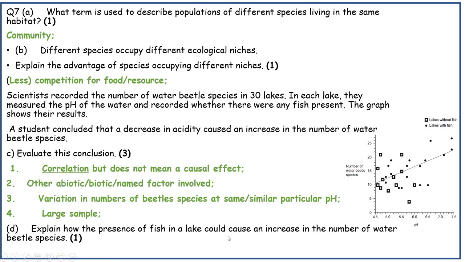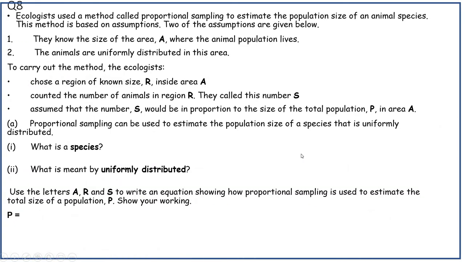Explain how the presence of fish in a lake could cause an increase in the number of water beetle species. Fish feed on predator or consumer of the water beetle. Question 8. Ecologists use a method called proportional sampling to estimate the population size of an animal species. This method is based on assumptions. 2 of the assumptions are given below. They know the size of the area where the animal population lives. The animals are uniformly distributed in this area.